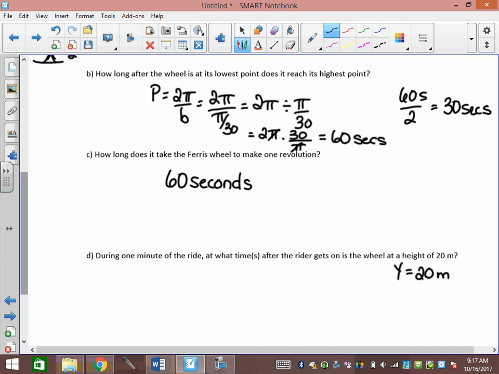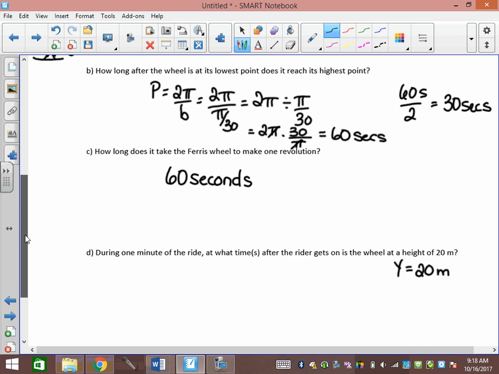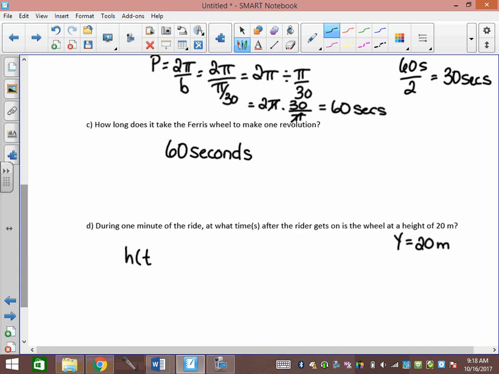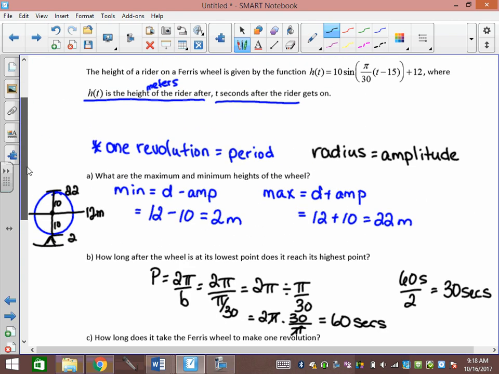So you could do this algebraically, which we will, and then I'll show you how to do it graphically. Okay? Best to have two ways, because what if one doesn't work? At least you have a backup method here. Okay, so we have h of t, and this one's going to be a little bit awful. H of t equals 10 sine pi over 30, I can't remember what the rest is, t minus 15 plus 12.